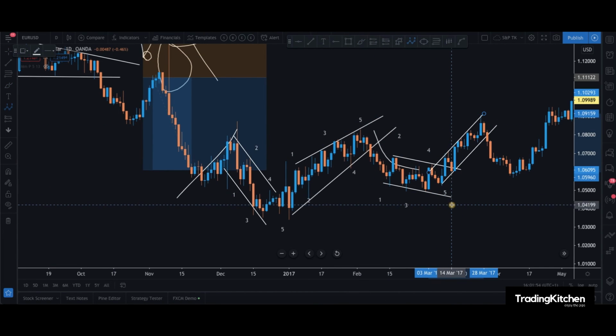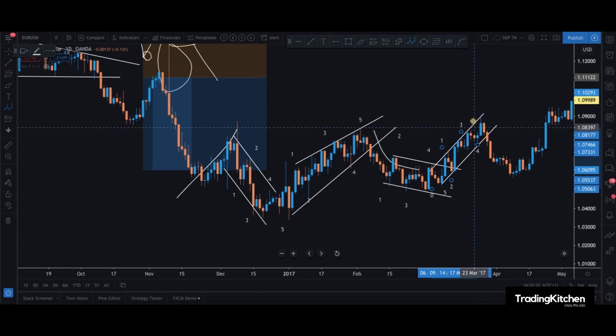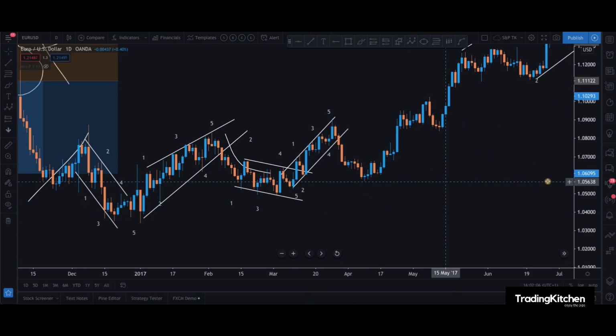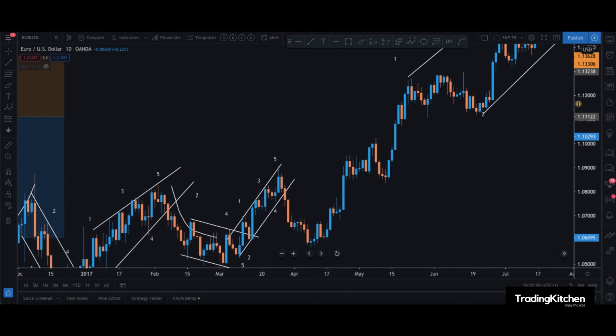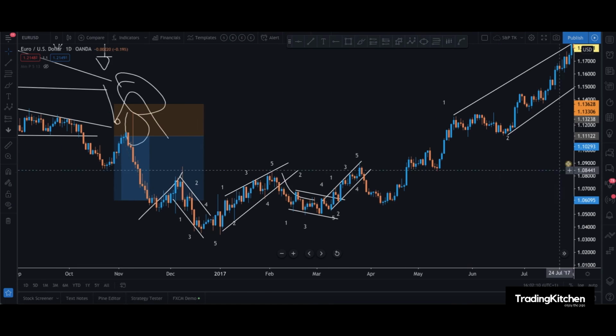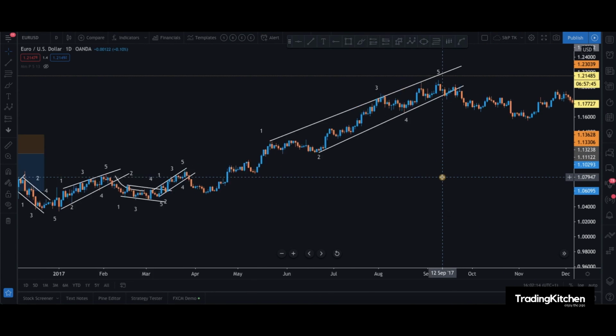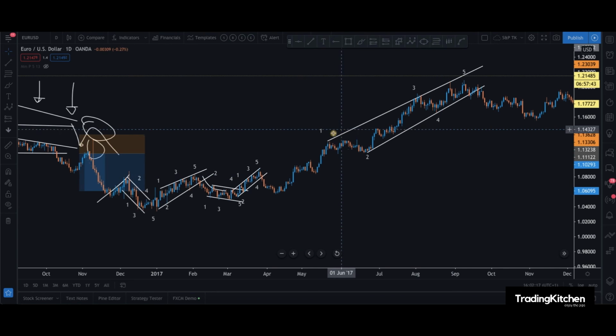Impulse down, channel up. Okay, so 0, 1, 2, 3, 4 and 5. Okay, always make this kind of movement. This is a very long channel. Impulse up, 1, 2, 3, 4, 5.